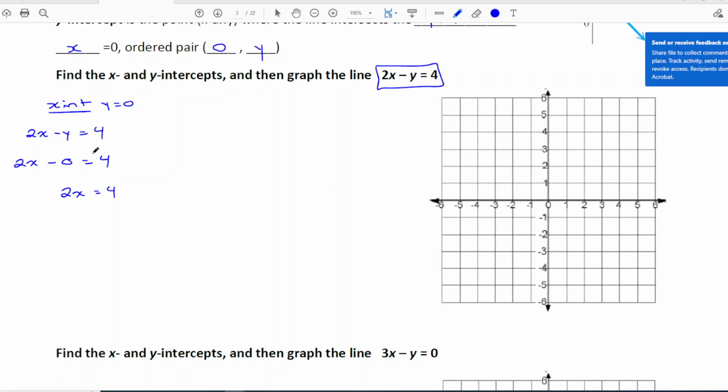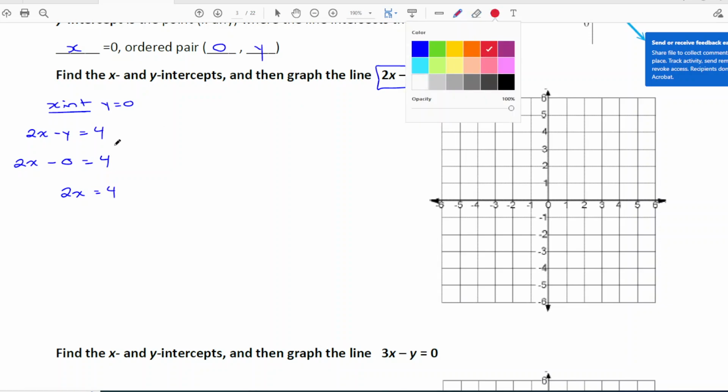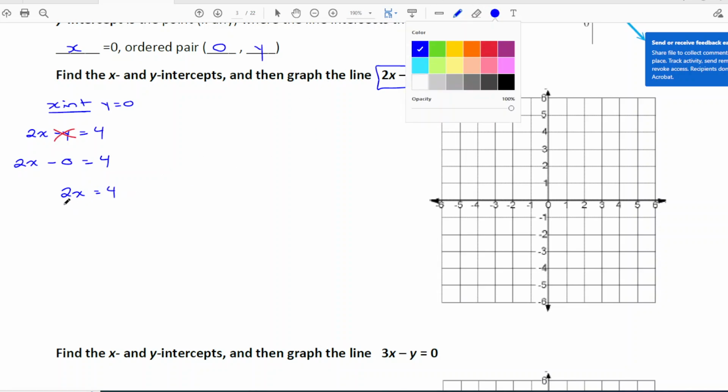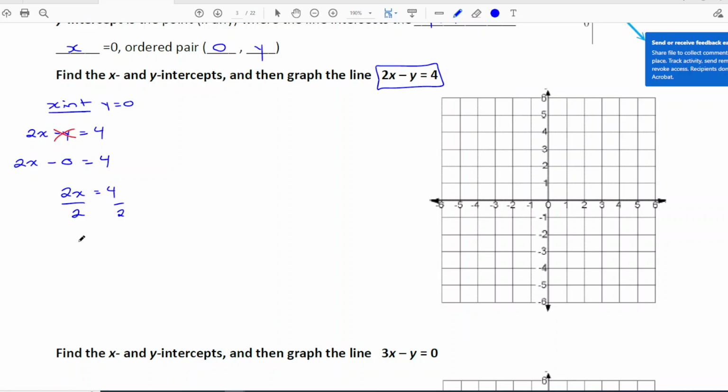In fact, when I'm finding x-intercepts, I don't even write much. I cross out the y value right away and I solve for x. So I get 2x equals 4 right off the get-go. To solve for x, I'm just going to divide both sides by 2 and I end up with x equals 2. Now this is a point in and of itself. It has an x value of 2 and a y value of 0. So to plot it, I'm going to go right 2 and I'm not going to go up or down.